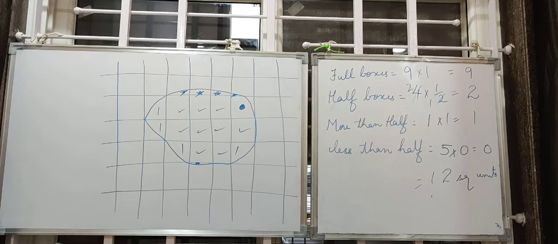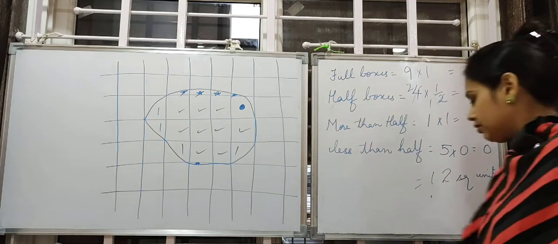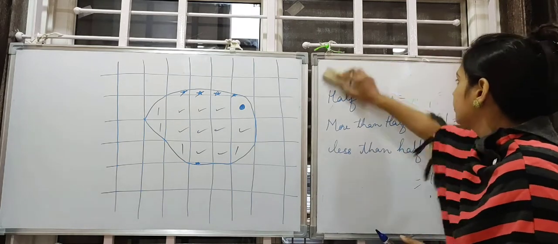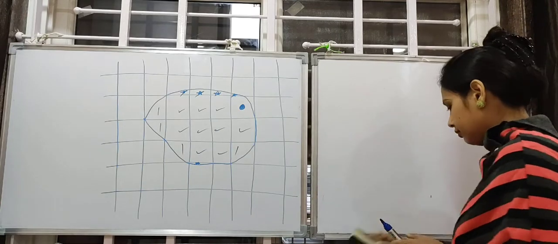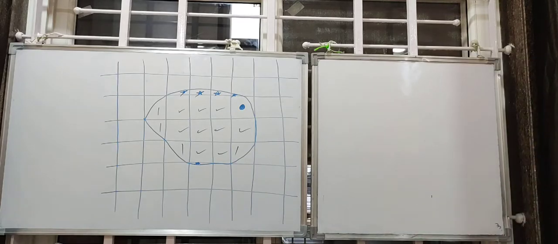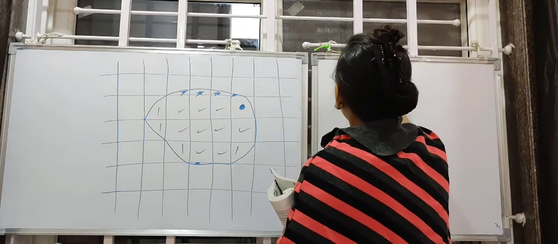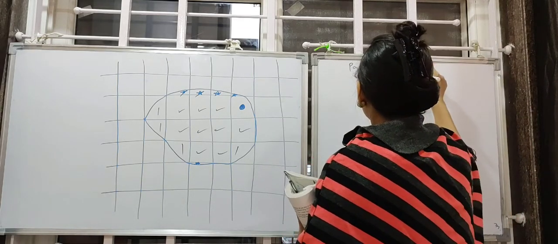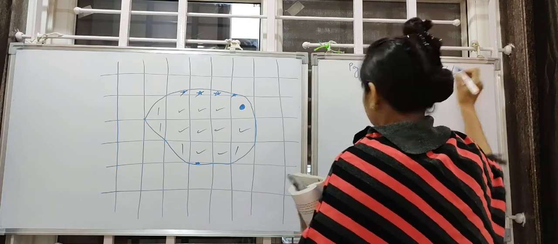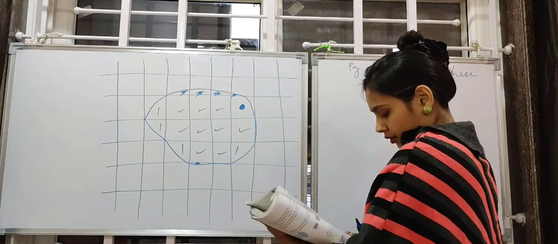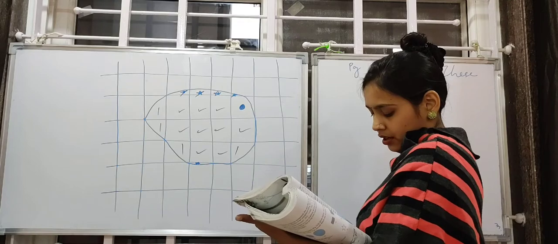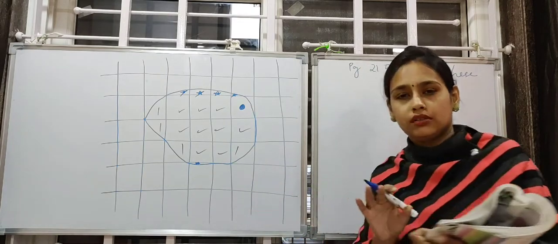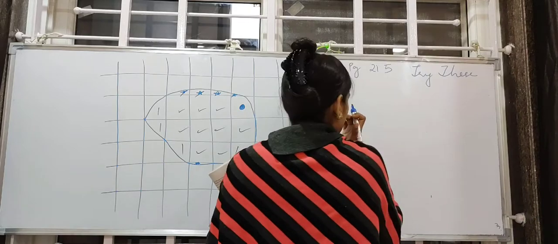Now there is a Try These. We are going to do that first and then we are going to go ahead with the exercise. The Try These is on page 215. You're going to do it in the book only. Draw any circle on a graph sheet, count the squares and use them to estimate. That means you have to draw a circle and find the area. So at the side only you can do it.